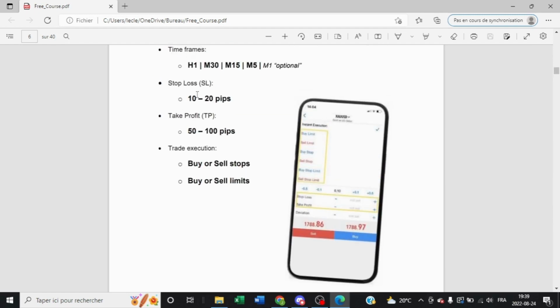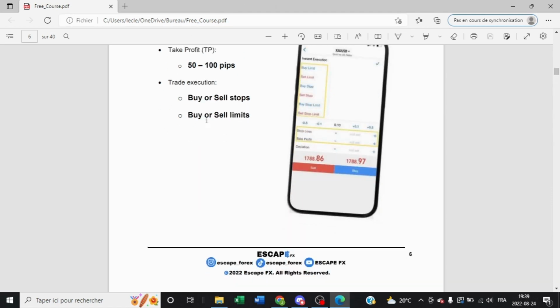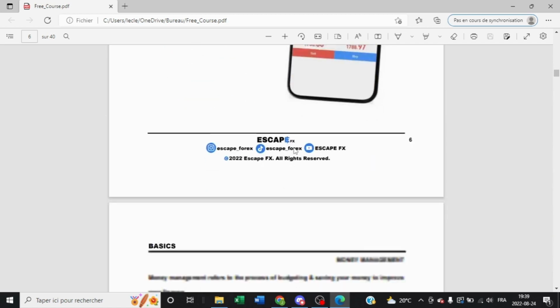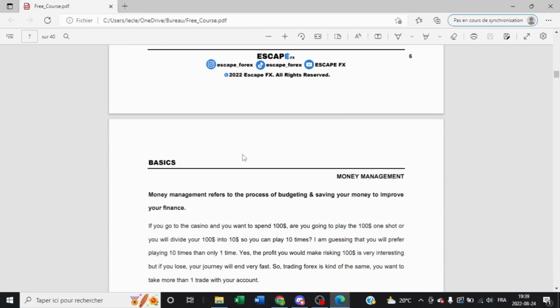The stop loss for the gold is 10 to 20 pips, and obviously the take profit is going to be 50 to 100 if we are aiming for a 1 to 5. Also, we'll be using buy or sell stops or buy or sell limits. Guys, if you don't know what buy sell stops or buy sell limits are, go see some free videos on YouTube and do some research and try to know what they are. All right, I'm not gonna explain what they are in this video.